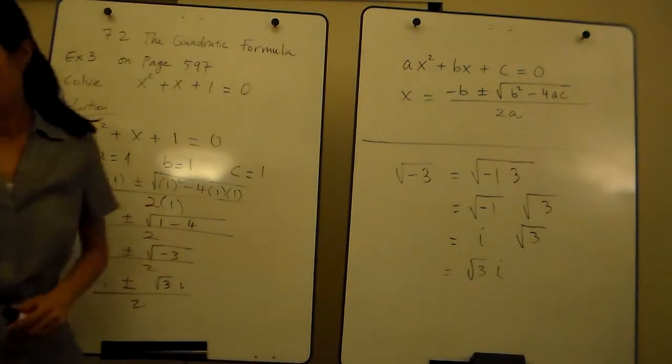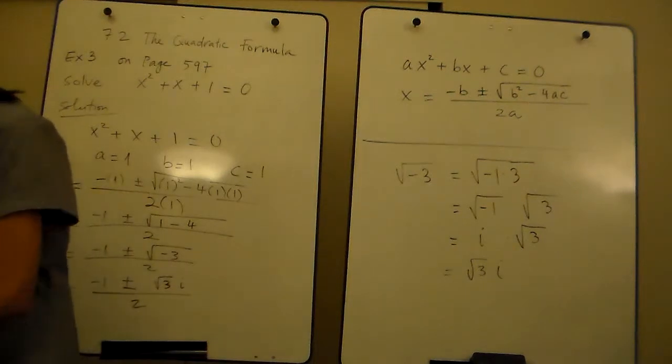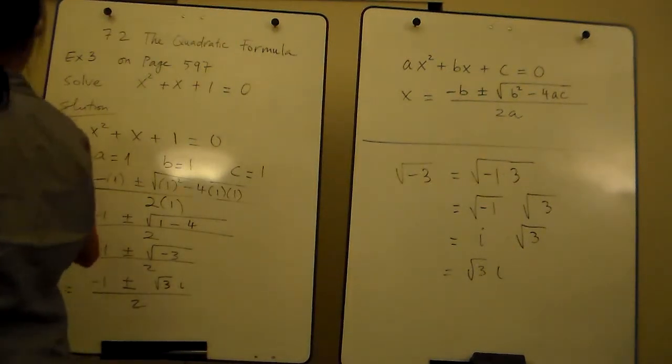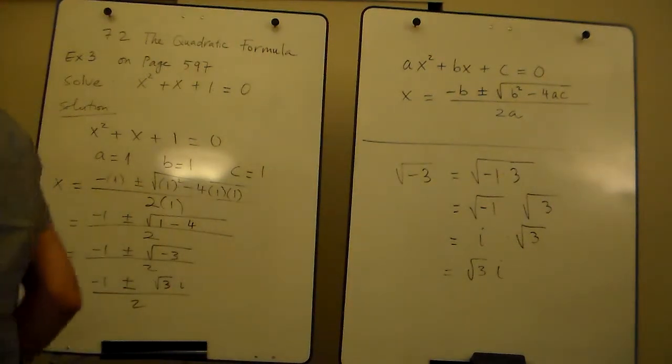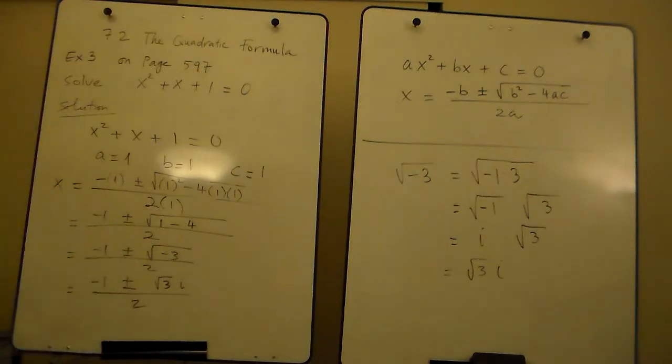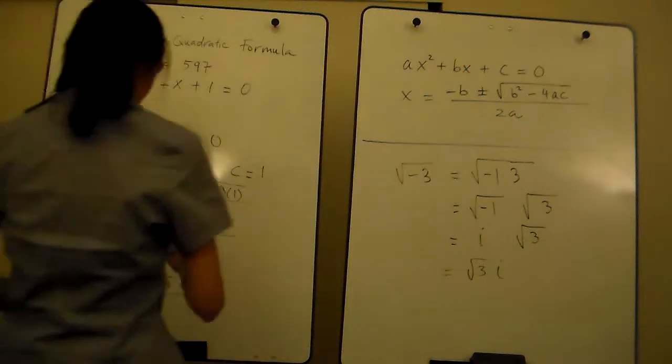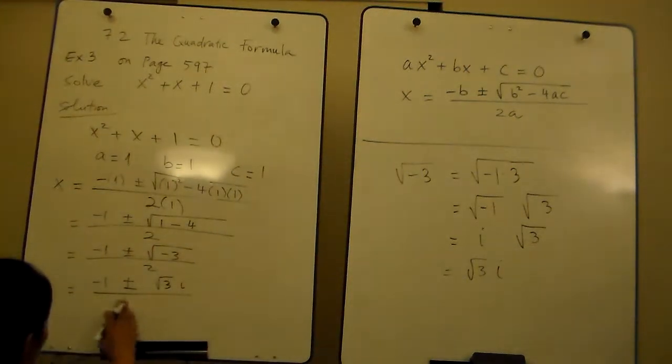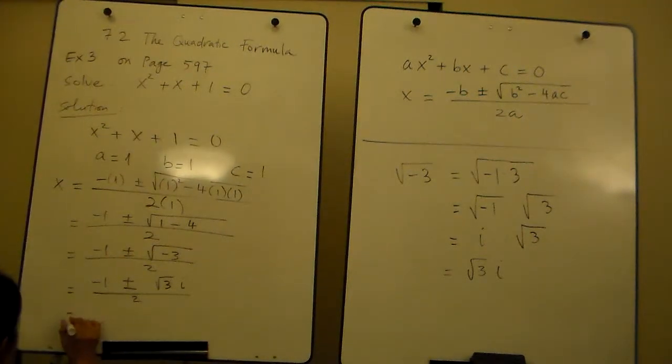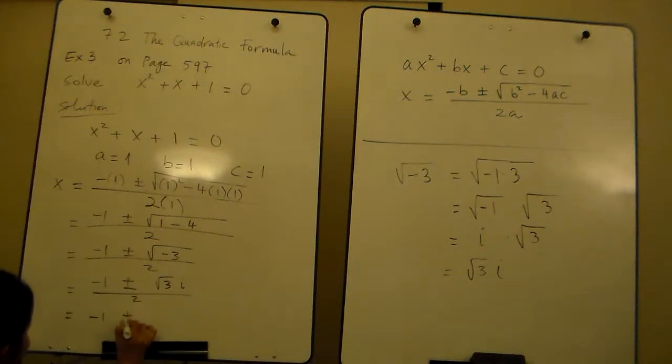Let me see how the book shows the answer. So this is example 3. They have negative 1 plus or minus square root of 3 i, divided by 2. So you can leave the answer like this, or you can split the answer if you want. So in the book, it also shows the answer can be written as negative 1 plus or minus square root of 3 i, over 2.